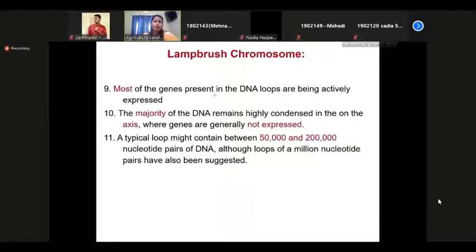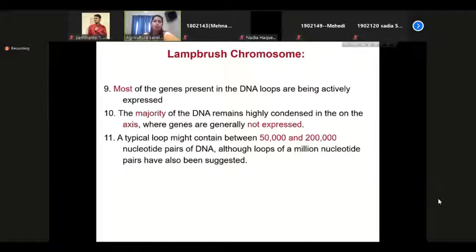Most of the genes present in the DNA loops are being actively expressed. That means the genes which are located in the loops are mostly genetically active. The majority of the DNA remains highly condensed on the axis, where the genes are generally not expressed. The DNA which is not in the loops, which exists on the main axis where the chromosome and the DNA fiber exist, is not expressed.